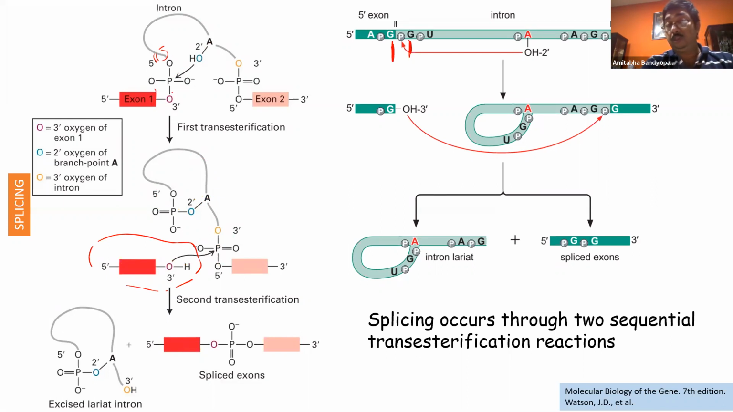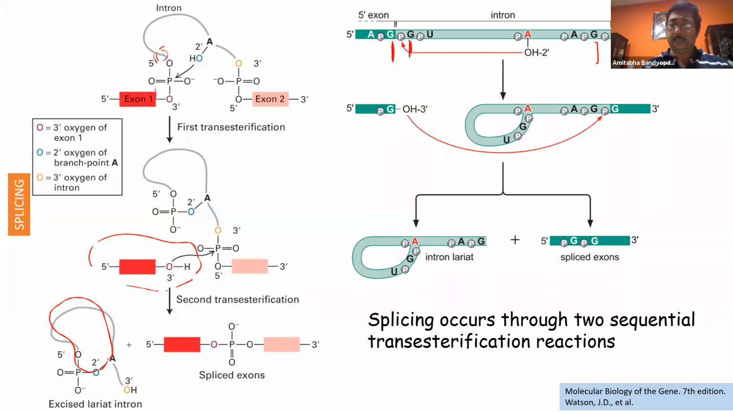Then this hydroxyl group, which is created because of this esterification reaction, attacks this phosphate group, which is bridging the first nucleotide of the 3' exon and the last nucleotide of the intron. That is, another esterification reaction happens, and again the phosphodiester bond is formed, and now it is a continuity. And this little part is excised out, and this circular structure is called a lariat. So the intron is excised out as a lariat. It is fairly simple. Two trans-esterification reactions is what gives you the splicing.